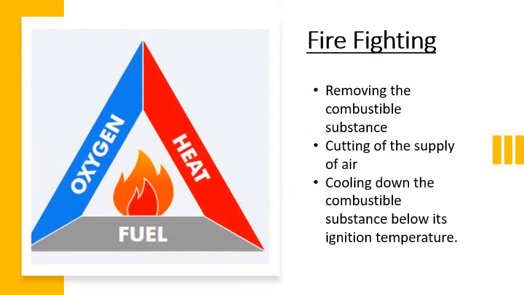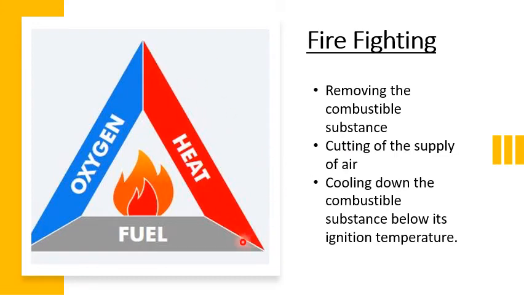Next is firefighting. What were the three conditions necessary for the process of combustion to take place? Oxygen from air, attainment of ignition temperature, and presence of a combustible substance. Isn't it? These were the three things necessary for combustion to occur. This can be represented as a fire triangle. You can see in the figure.